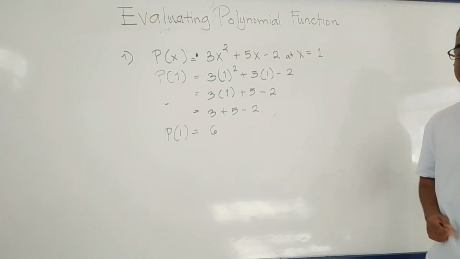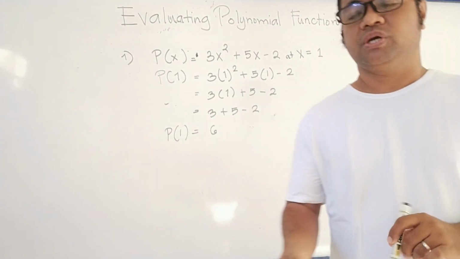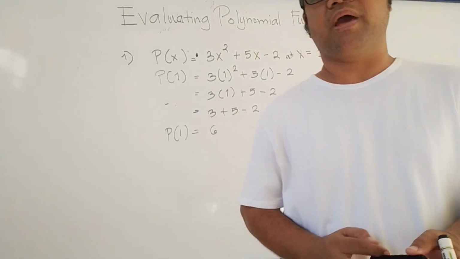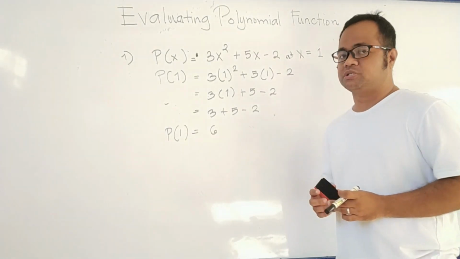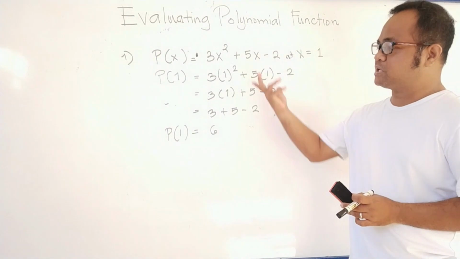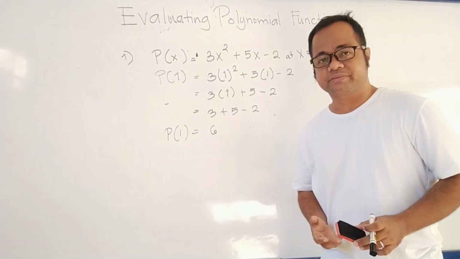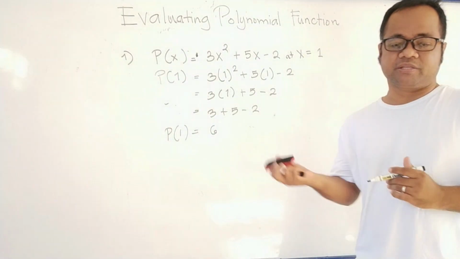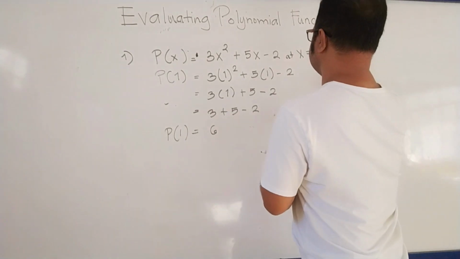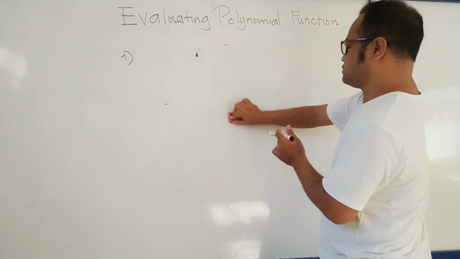As simple as that. Okay? Just simply substitute the value of x on the given function to get the value of your function for x is equal to 1. Okay? So, let us have another example. Example number 2.